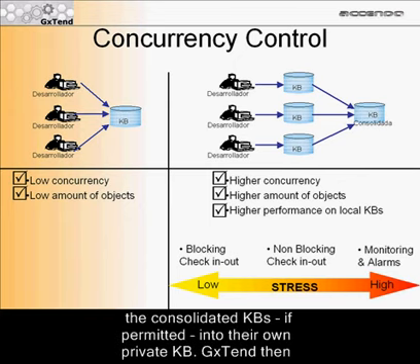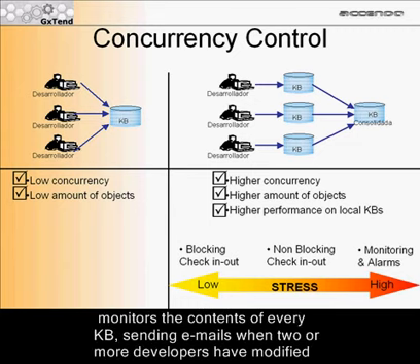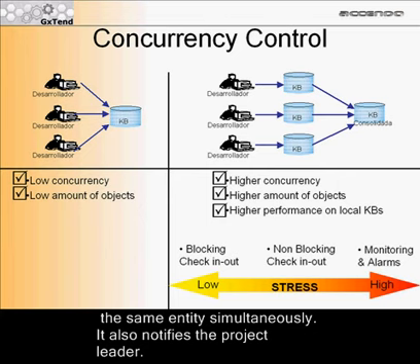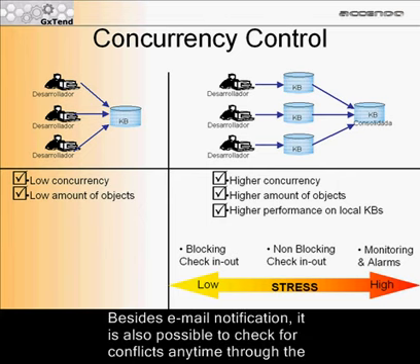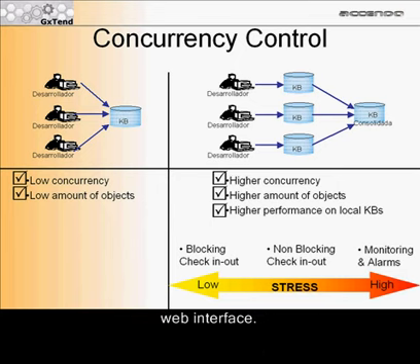In this case, developers periodically copy the consolidated KBs, if permitted, into their own private KB. GxTend then monitors the content of every KB, sending emails when two or more developers have modified the same entity simultaneously. It also notifies the project leader. Besides email notification, it is also possible to check for conflicts anytime through the web interface.